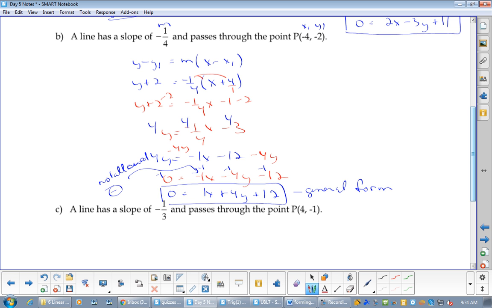Okay, and we could just put this. This was slope-intercept form. Okay, is this making sense? It's just getting into the routine of knowing what to do.